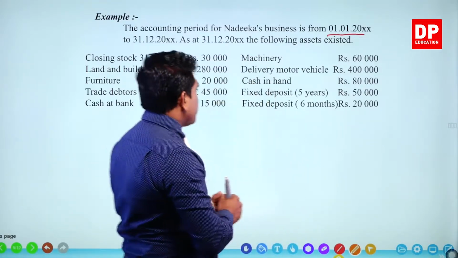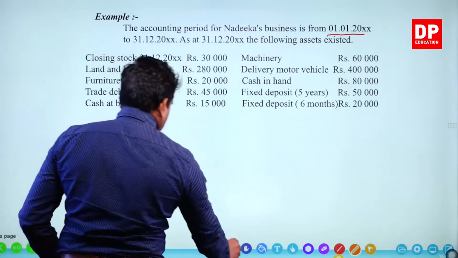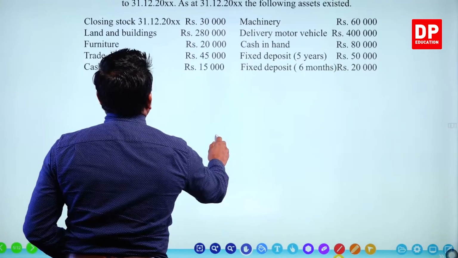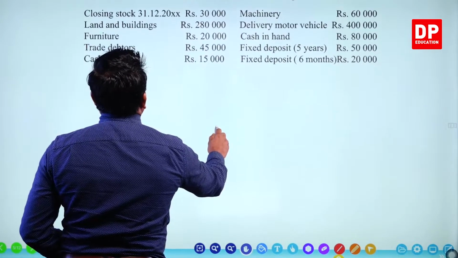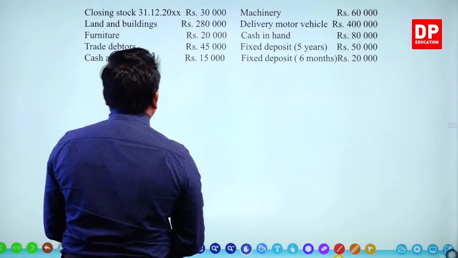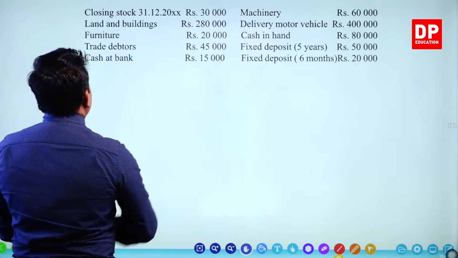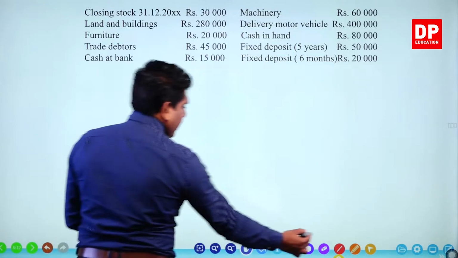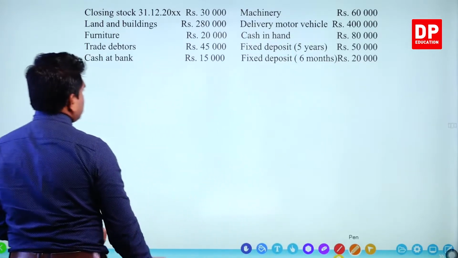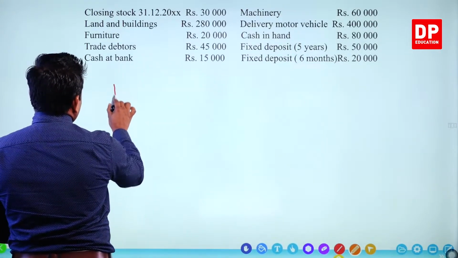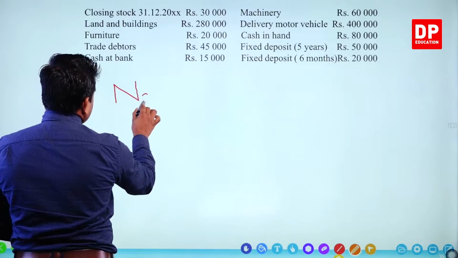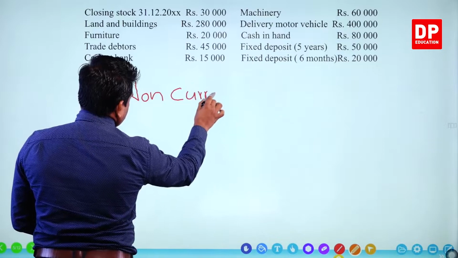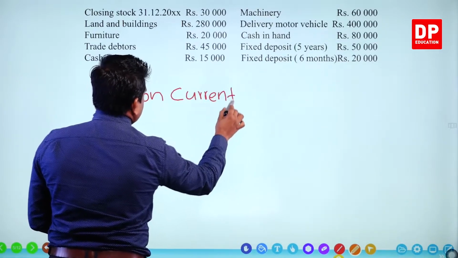Right? Okay. Now, remember, I scroll up to the question, then down here I can write the classification. I think everyone can see well. Closing stock. One side I put current assets. The other side I put non-current assets. Here, non-current assets.